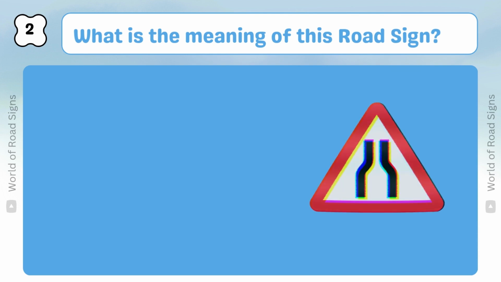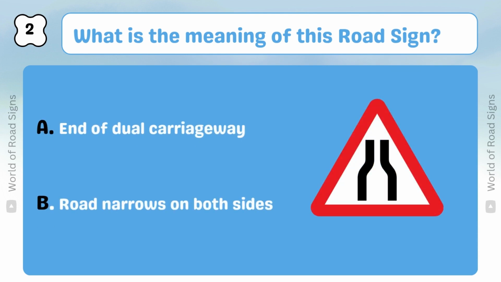Question 2. What road condition does this sign warn you about? A. End of dual carriageway. B. Road narrows on both sides. That's right. Option B, road narrows on both sides.